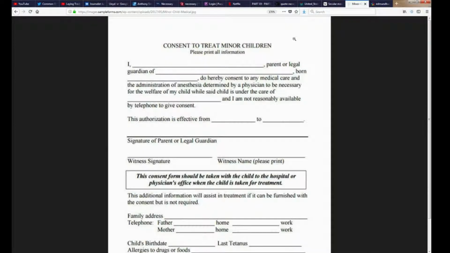Hello people, we are going to look today at a very simple consent form that people are often asked to sign, particularly if your children are at a school or some sort of daycare service, or they're going on a school trip or some sort of outing, whatever it may be. You're quite often asked to sign a consent form to treat minor children.